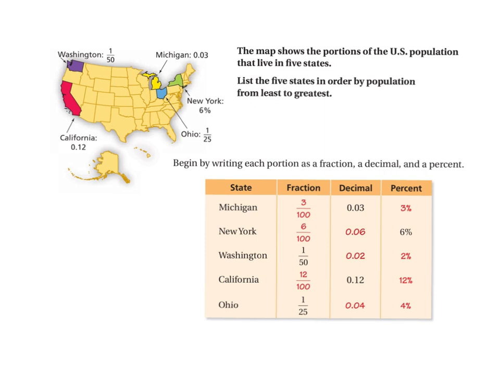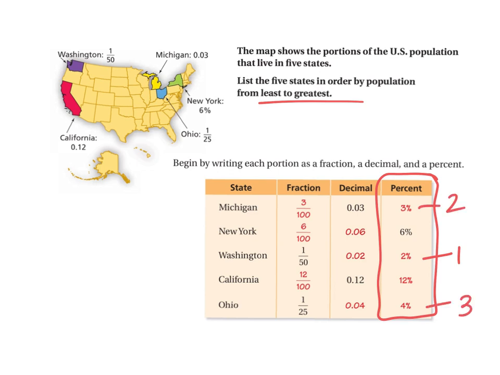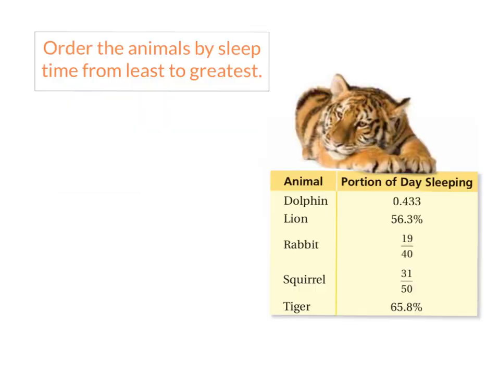The work has already been done for you, so you can see each of these states is listed with their fraction, decimal, and percent. To compare them, I think I'll just look at this percent column, and then I'm going to write them in order by population from least to greatest. So I think I'll just number them over here. So I would have, the least would be Washington, then Michigan, then Ohio, then New York, and finally California.